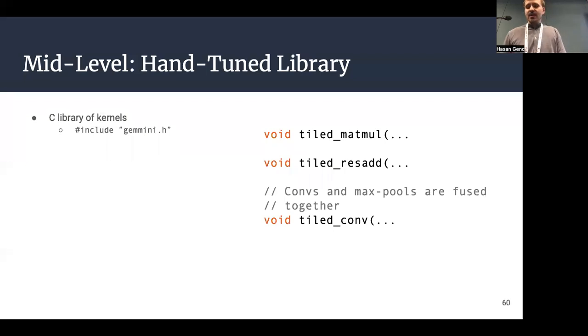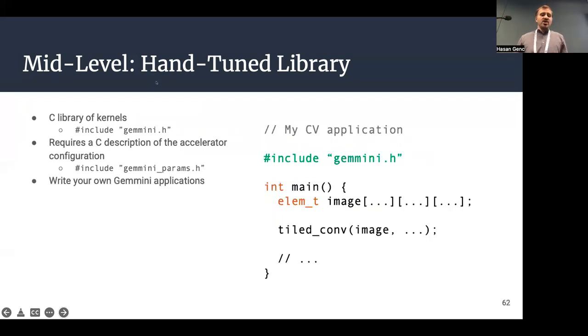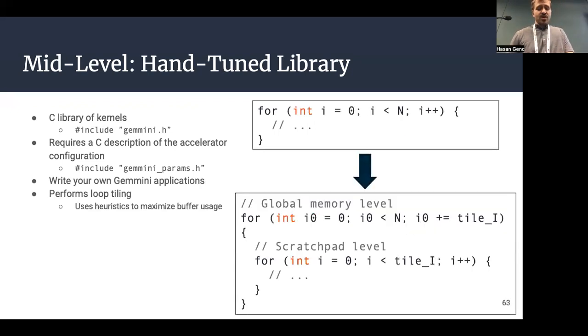At the mid-level, if you want to program directly in C or C++ instead, we have our own C library of kernels in this header file. You just need to import a single header file, and another header file to describe your accelerator, but the tool will generate that for you. And then you can write your own C applications, which automatically call our handwritten implementations of convolutions, matrix multiplications, and that sort of operation.